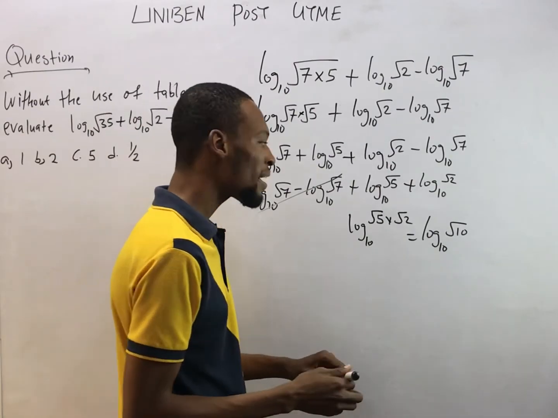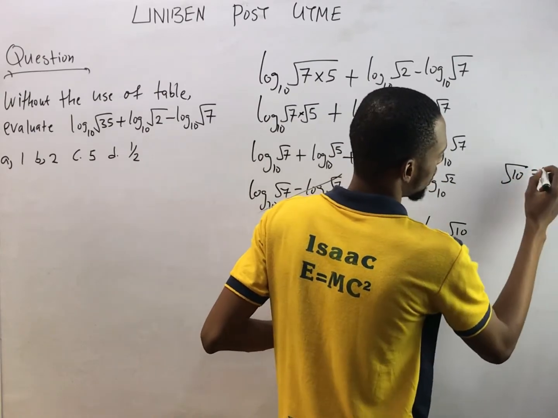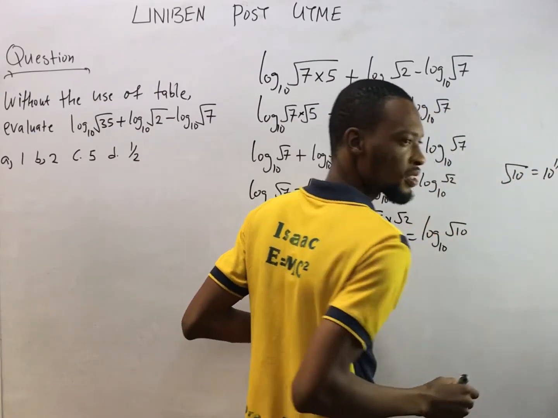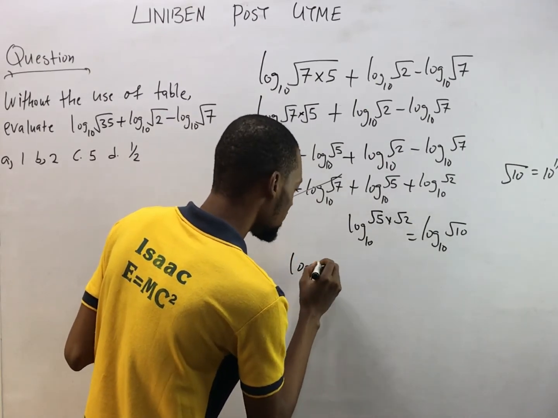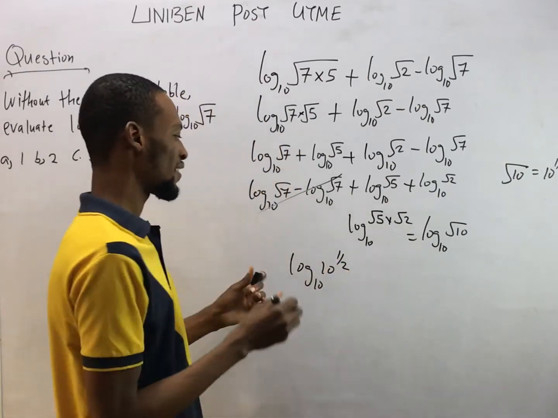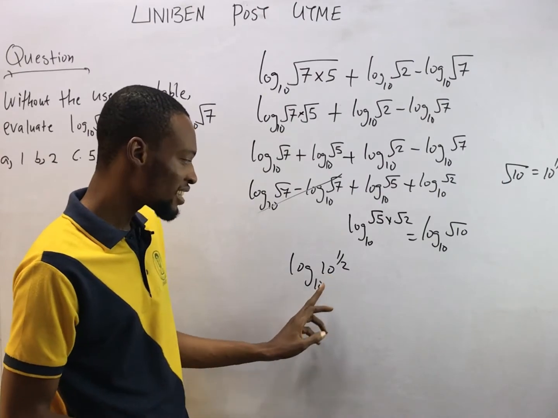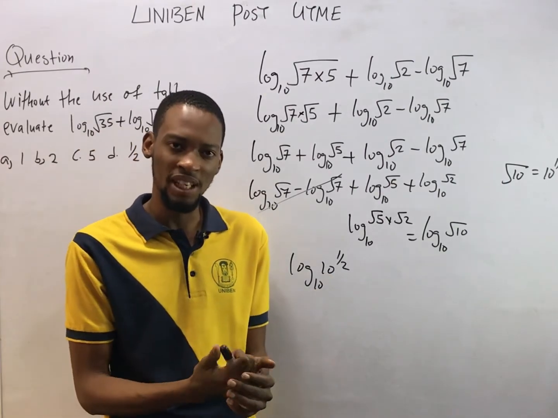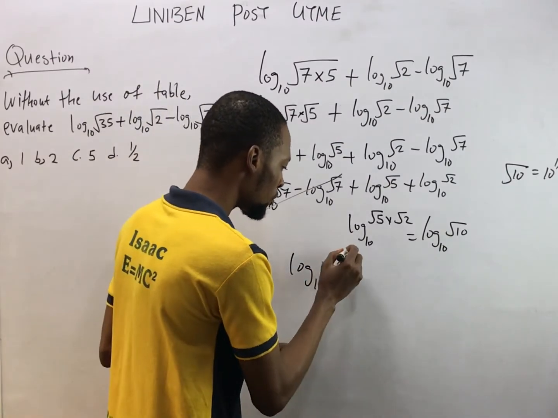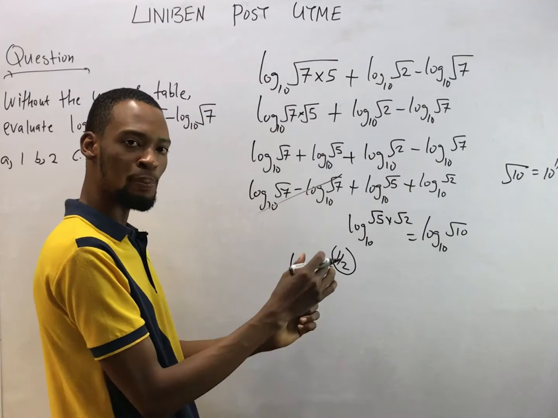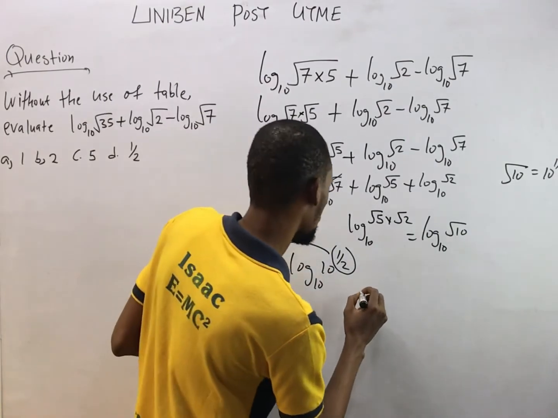So with this, remember that root 10 equals 10 raised to the power of 1 over 2. That is it. So this can further break down to 10 raised to the power of 1 over 2. So we've manipulated and simplified to make sure that this and this are the same. And following the law of logarithm, you can check my video on that. The law states that once a logarithm has a power, you can bring the power down this way.